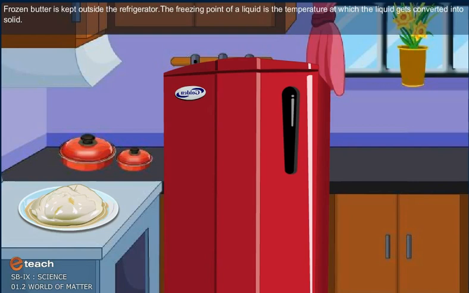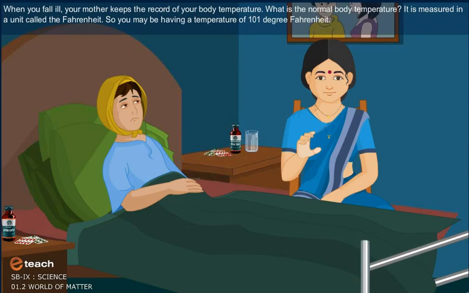Frozen butter is kept outside the refrigerator. The freezing point of a liquid is the temperature at which the liquid gets converted into solid. When you fall ill, your mother keeps the record of your body temperature. What is the normal body temperature?